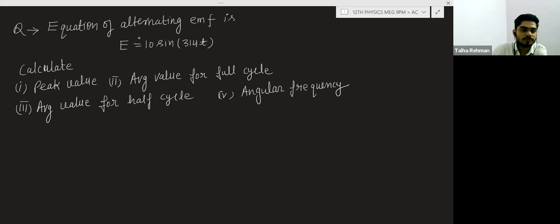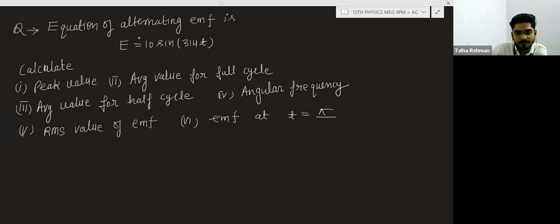In the fifth part, they are asking the RMS value, meaning root mean square value, of the alternating EMF. In the sixth part, they are asking the EMF at t equal to pi divided by 6 into 314 second.